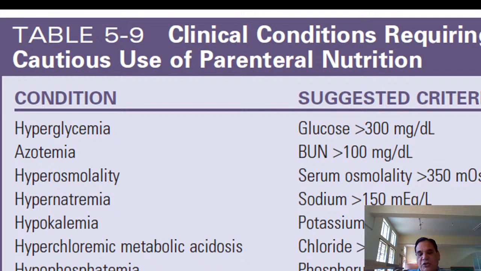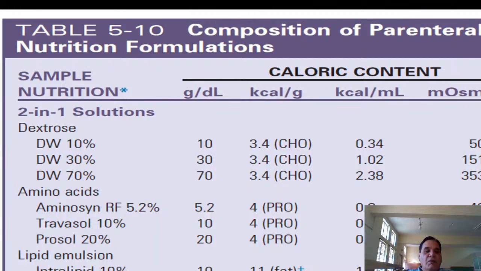Hyperchloremic metabolic acidosis, what is it? Chloride more than 115 milliequivalents. Hypophosphatemia, phosphorus less than 2 mg. And hypochloremic metabolic alkalosis. In acidosis, chloride more than 115 and in metabolic alkalosis, chloride less than 85. Okay, this is a graph. If possible, remember; you were all taught this in physiology. You can forget this. Composition of different solutions is very important. You can just go through it. I will discuss that.